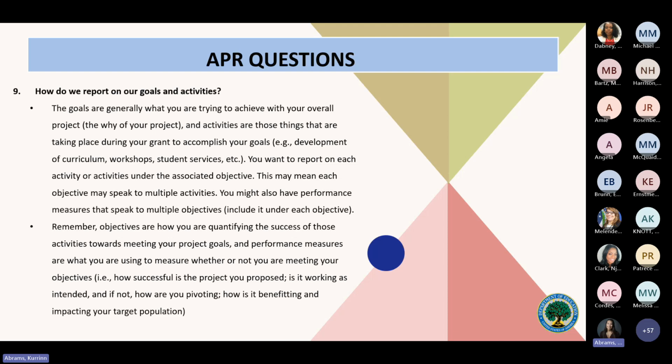And remember, the objectives are how you're quantifying the success of those activities towards meeting your project goals, and the performance measures are what you're using to measure whether or not you're meeting your objectives. So how successful is your project? Is it working as intended? And if not, how are you pivoting? And how is the target population benefiting from your project? And how are you impacting your students and community?